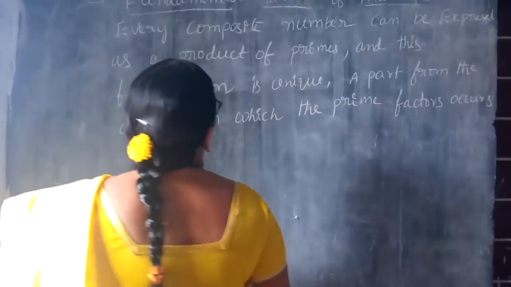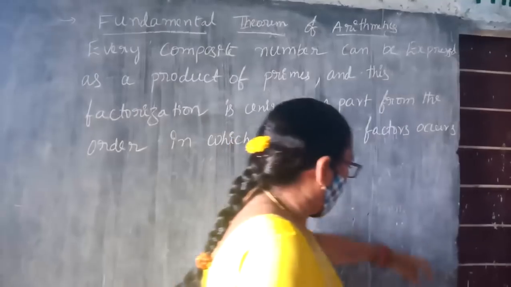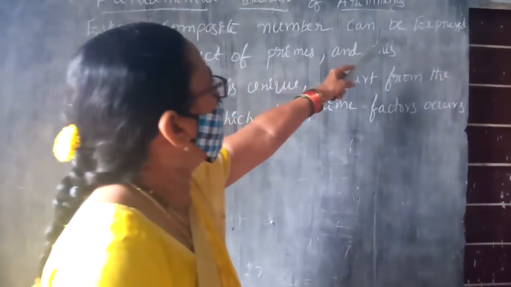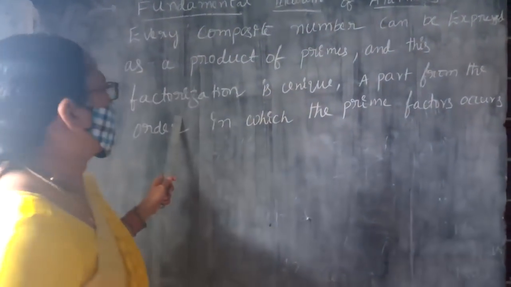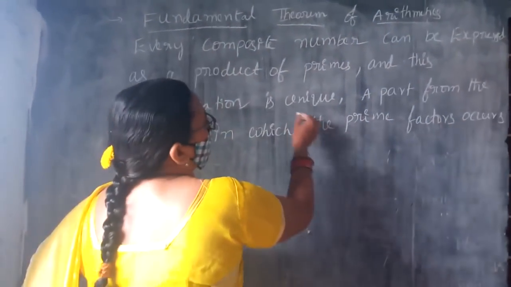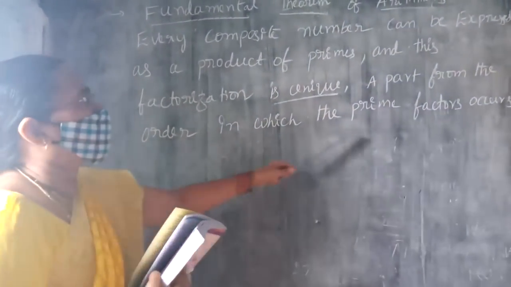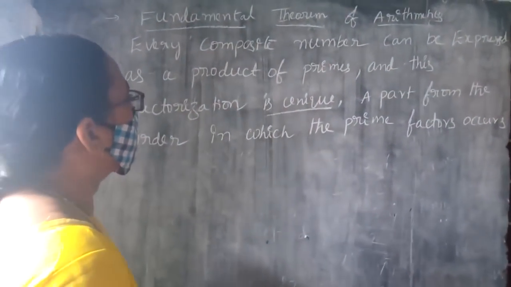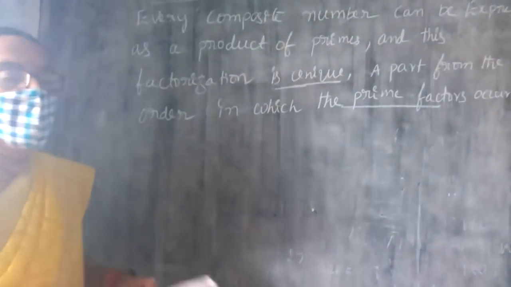Okay, children. All of you say: every composite number can be expressed as a product of primes, and this factorization is unique. Apart from the order in which the prime factors occur, in any order the prime numbers occur, the factorization is unique.